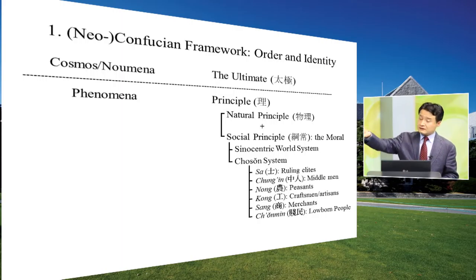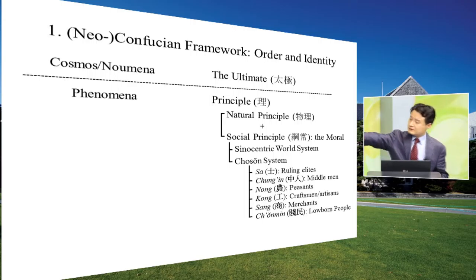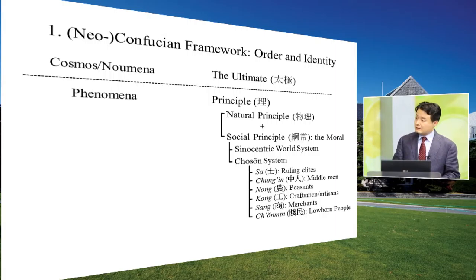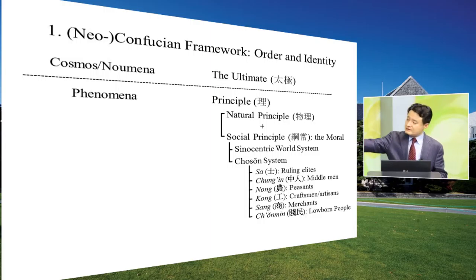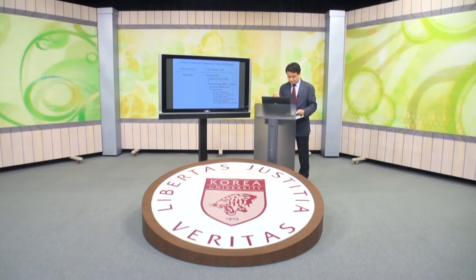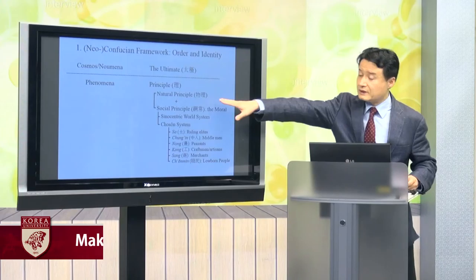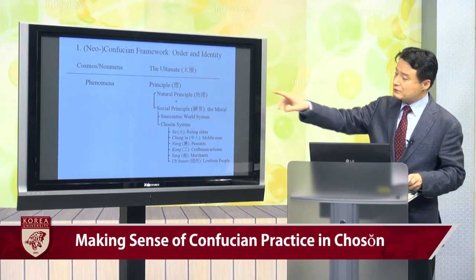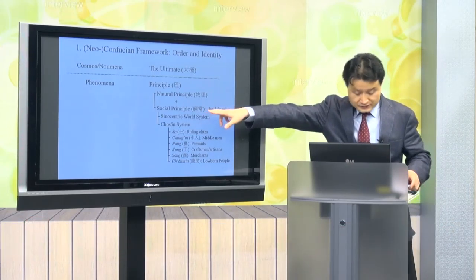And principle is again divided into two: natural principle and social principle. Natural principle is the principle of the natural world, whereas social principle is the principle of human society, or human community, or say the social world. And this second one, social principle, has morality or ethics. They believed that this social principle should be moral or ethical, and that's very important, different from natural principle.